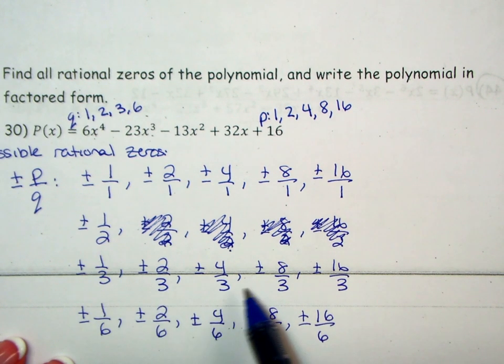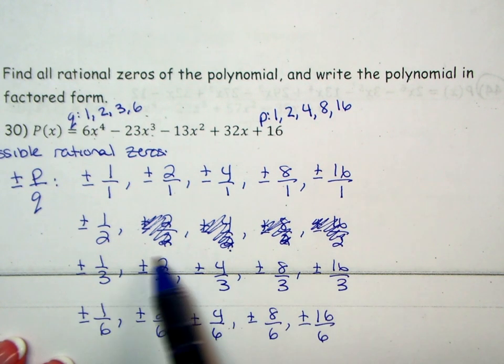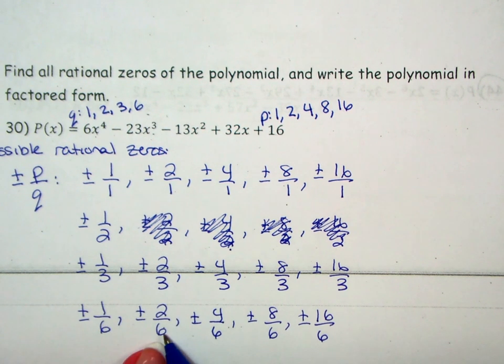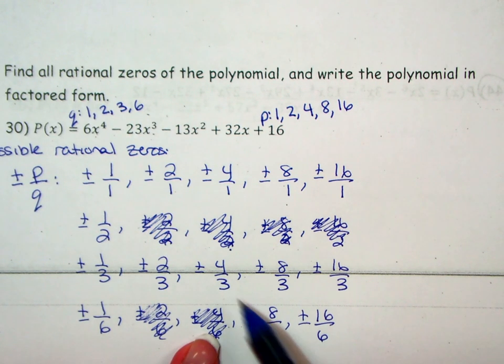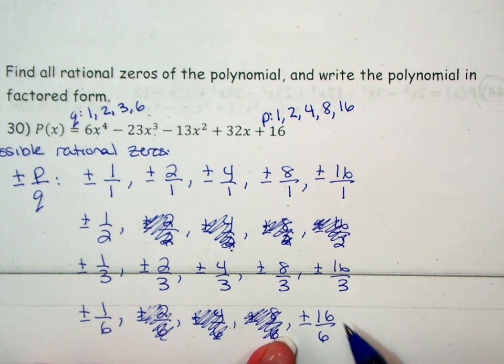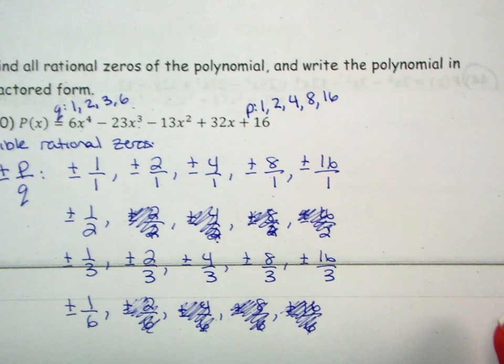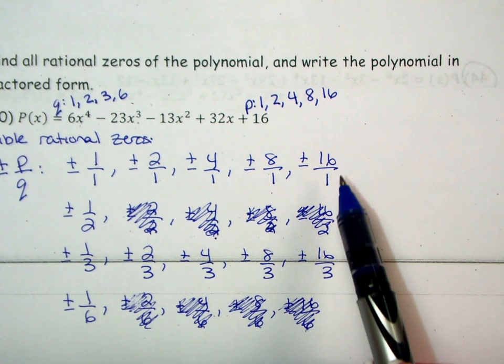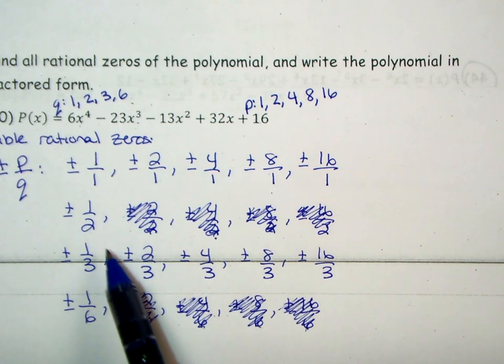1/3, 2/3, 4/3, 8/3, 16/3. None of those reduce. So I'm going to leave all those. Now, 2/6 is 1/3, and I already have that, so it's a duplicate. 4 over 6 is the same as 2/3. I already have it, so it's a duplicate. I'm going to cross off the bigger one. 8 over 6 is 4/3, crossing it off. 16 over 6 is the same thing as 8/3. I'm going to cross that off as well. So here is my list of possible rational zeros.